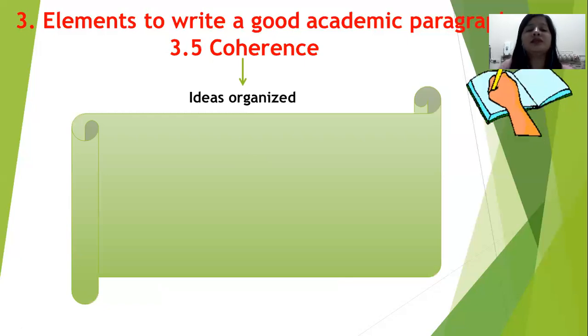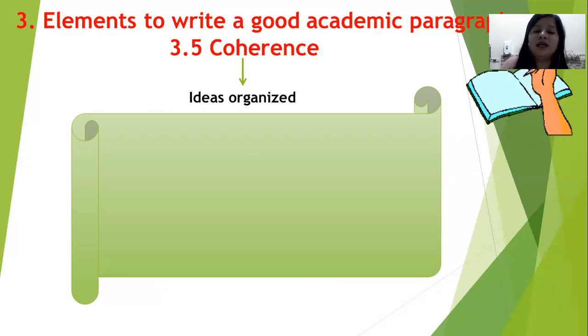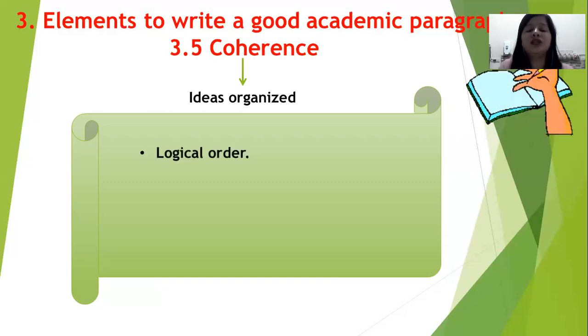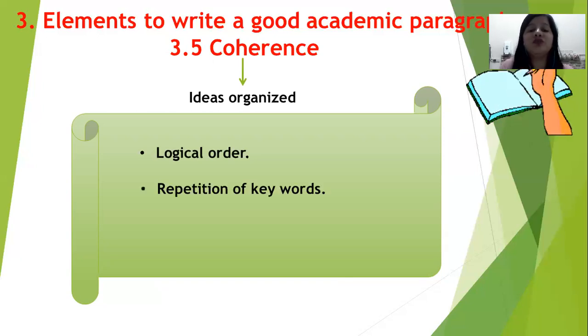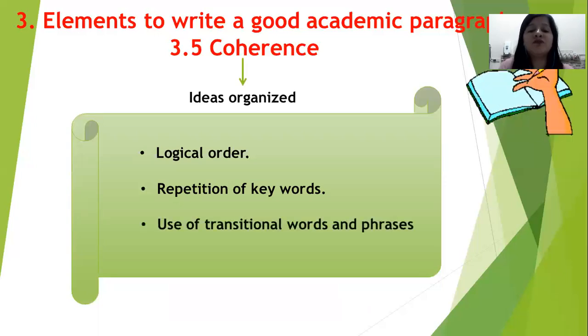Now, coherence is when the ideas of the paragraph are organized. And there are three important features. Logical order, which means to follow step by step. Repetition of keywords: the keywords need to be repeated to keep the reader's attention. And use transitional words and phrases that help to link ideas, examples, information, compare and contrast.